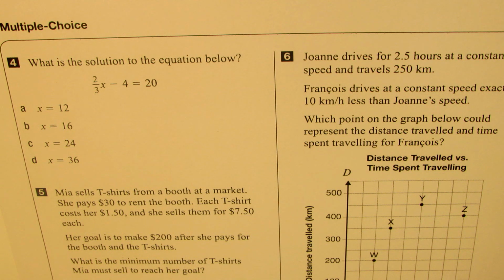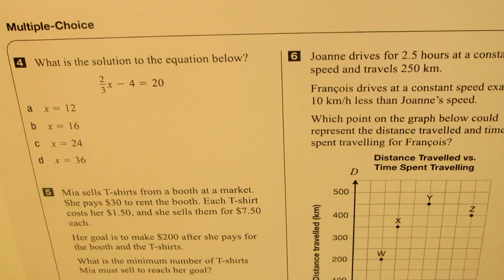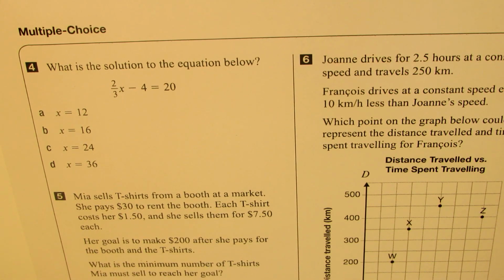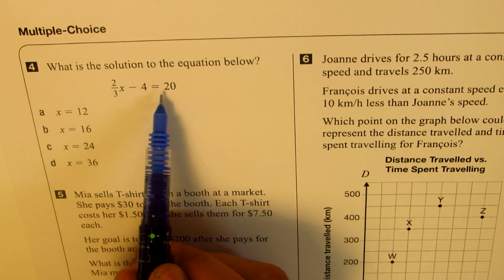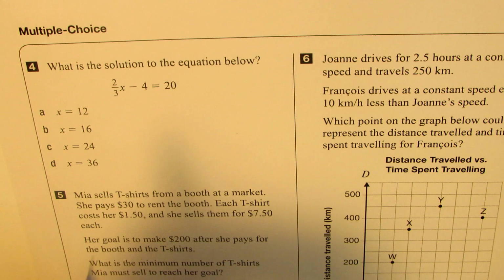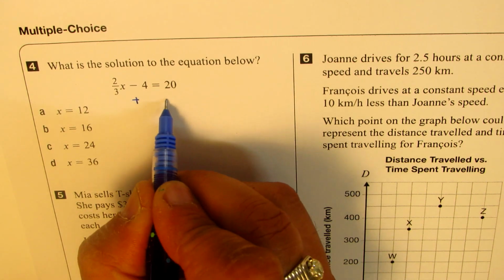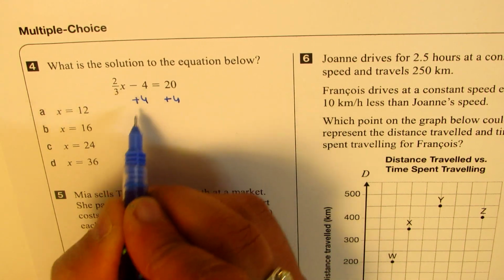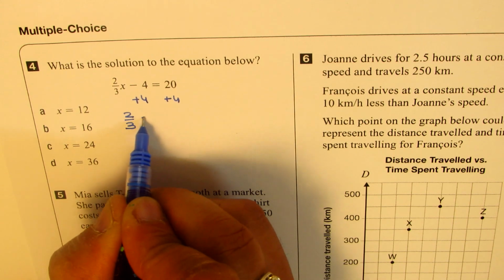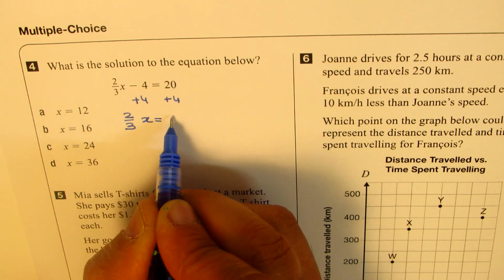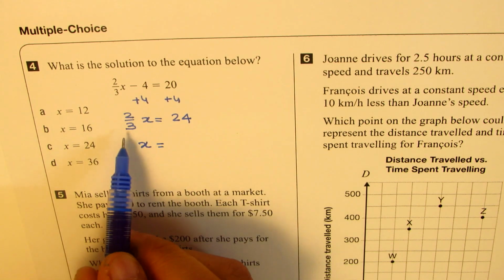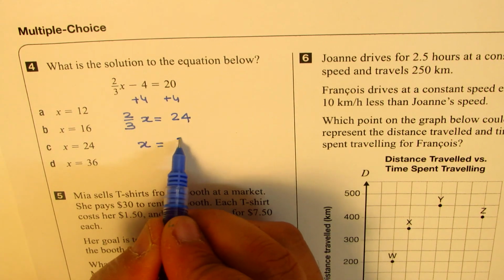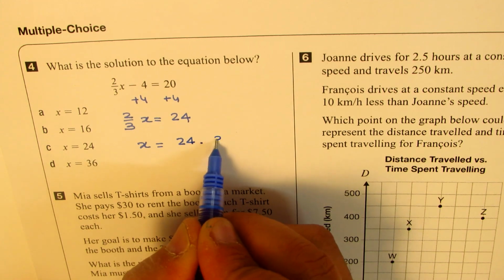Question number 4 is, what is the solution of the equation given below, which is 2 over 3 x minus 4 equals 20. So the first step is we can add 4 on both sides, correct? So we get 2 over 3 x equals 20 plus 4, which is 24. Now, to get the value of x, we'll multiply by 3 over 2. So we can do 24 times 3 over 2, right?